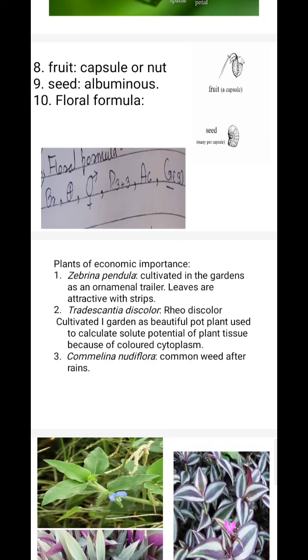In side figures there is the structure of fruit, which is capsule type of fruit developed on these plants, and seeds which contain many capsules which is in albuminous structure.